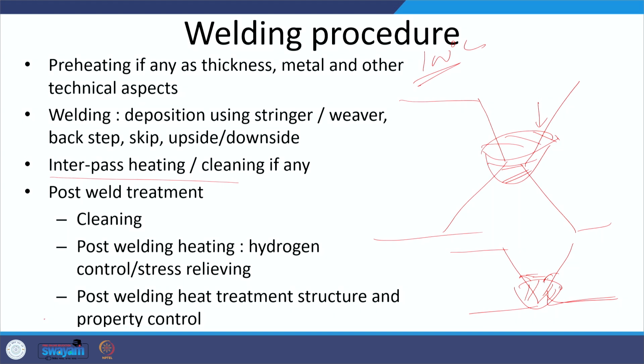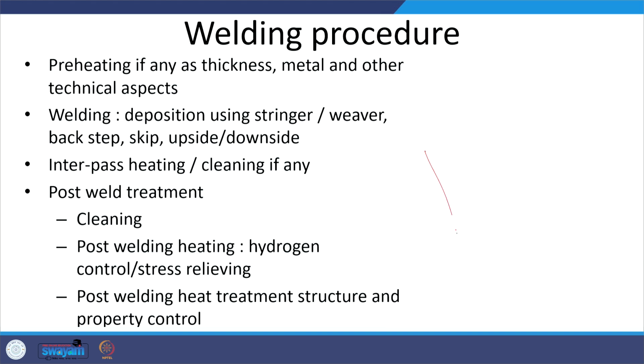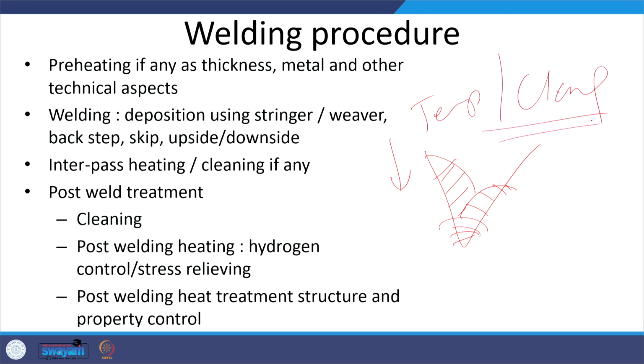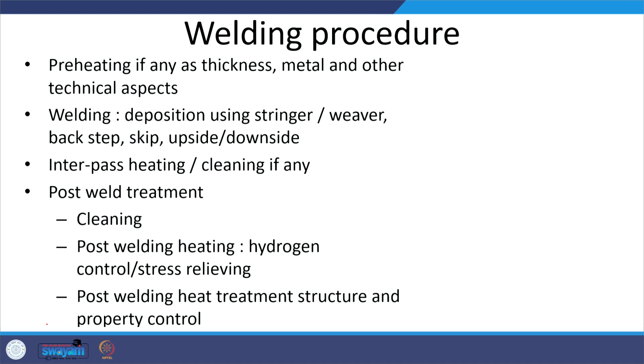And then what we do, we go for another pass. After one pass, go for the second pass, then the third pass, but each pass will be deposited after attaining the given temperature and after cleaning. Once the temperature is attained and the earlier deposited pass has been cleaned, then you will go for the subsequent passes in order to realize the weld joint in case of multi-pass welding. And that is the importance of interpass heating and cleaning.